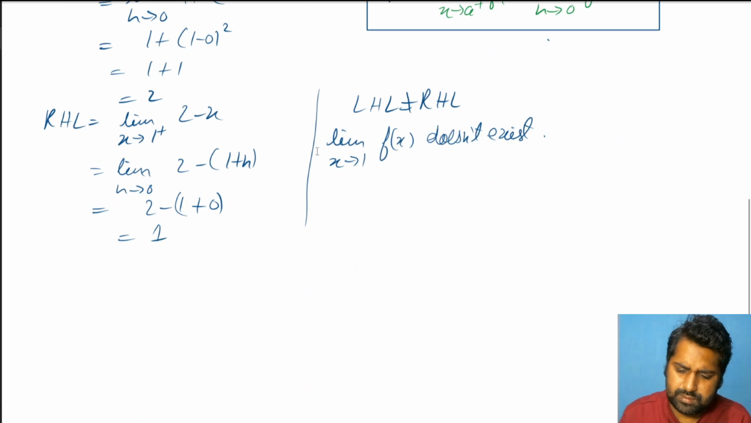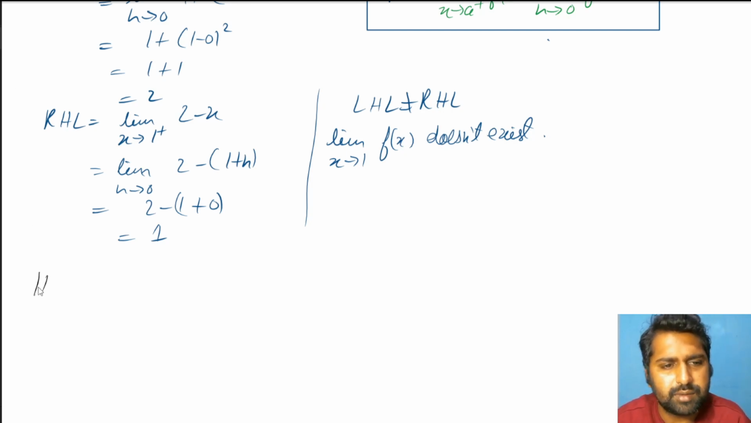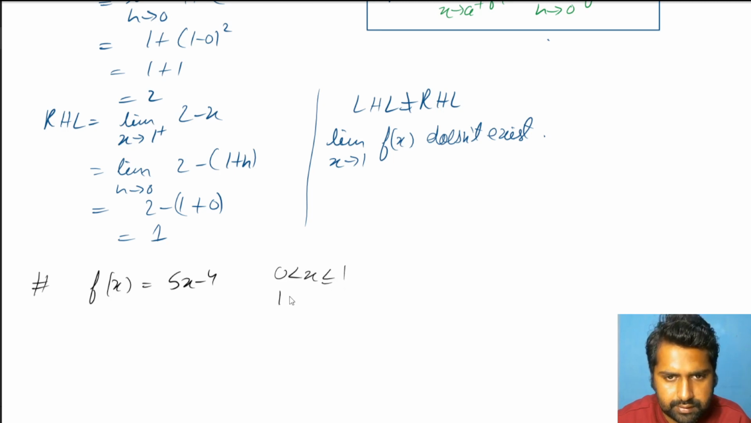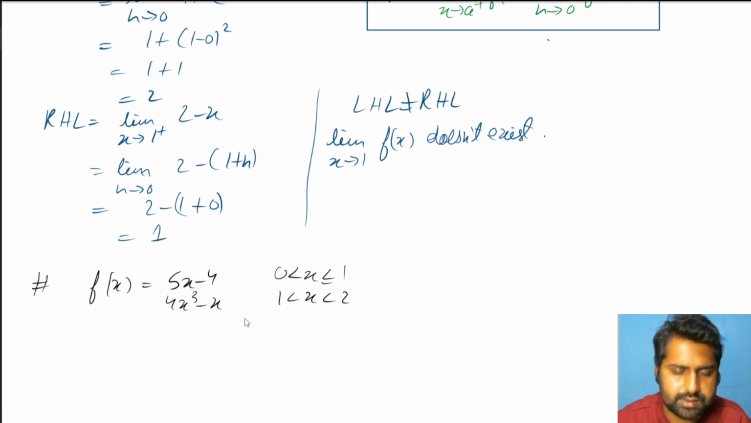Let's see one more. Same kind of example I'll take. Your function is 5x minus 4 for x from 0 to 1, and for greater than 1 but less than 2, the function is 4x cube minus x. Again the question is saying find limit x tends to 1 of f(x).